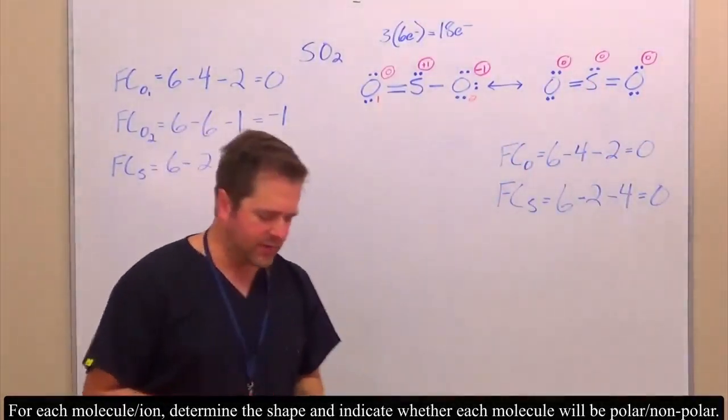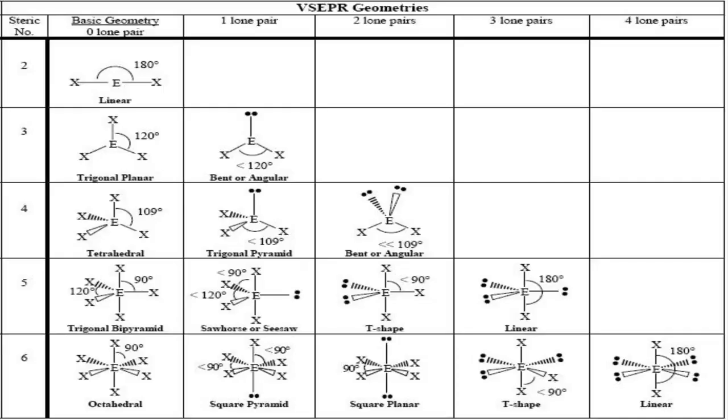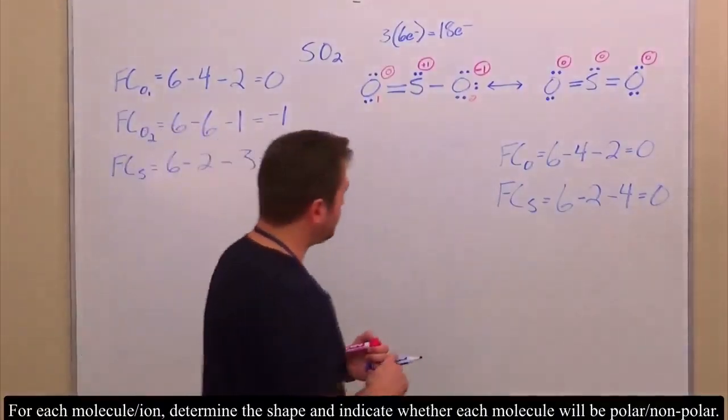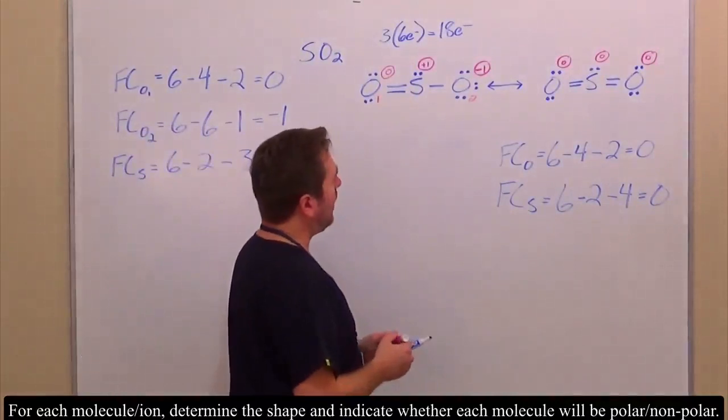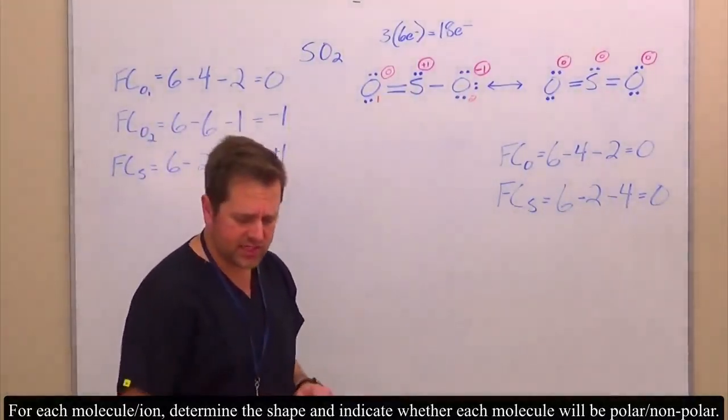The next thing that we have to do is look at your table in your packet. And we have this word steric. And steric essentially, in the most basic meaning, is just an area of electron density. So we're going to look at the central element, and we're going to see its steric number. We're going to count it up. How many areas of electron density?